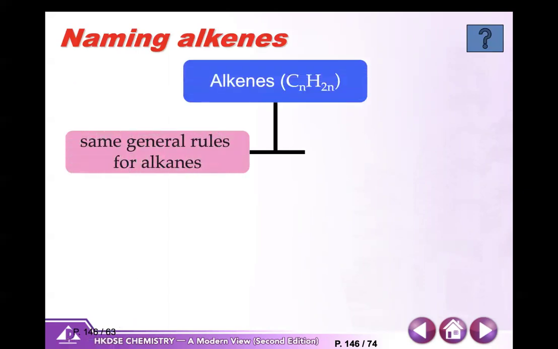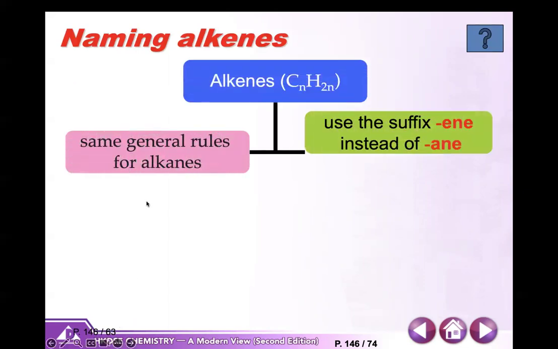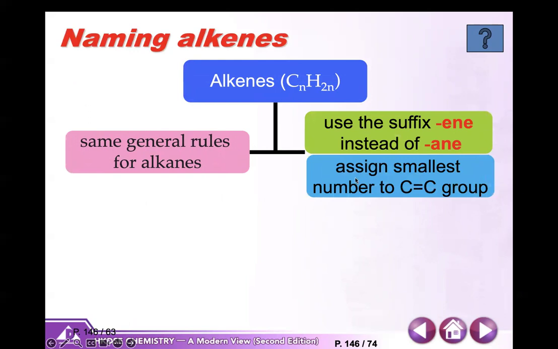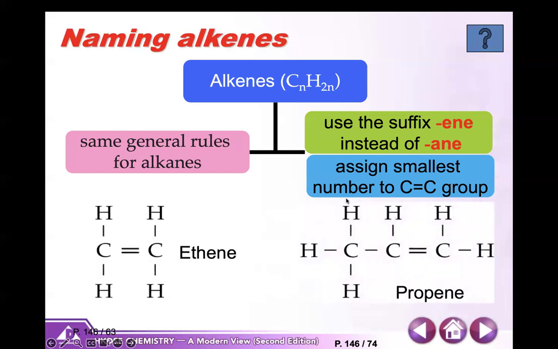So for the naming of alkenes, first of all, we follow the general rules for alkanes, and then we change the ANE to ENE. The suffix will be changed a little bit. And then we need to assign the C=C double bond the smallest number. If it is very obvious, just like in the general rules for alkanes, then the number of the functional group is not needed. For example, in ethene, it must be the first two carbons involved in the C=C double bond. We don't need to add any 1 or 2 there.